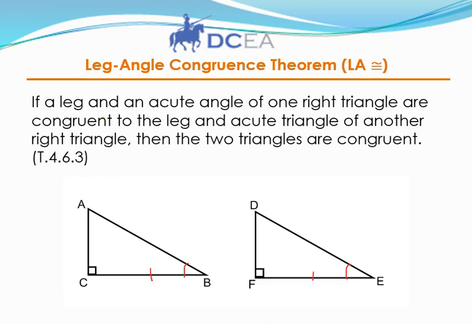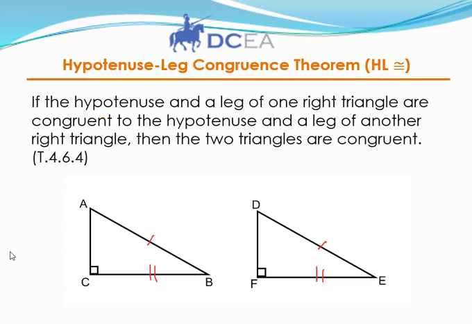Leg angle congruence theorem. This will be one of the legs, either one of the legs, and either one of the acute angles. Now these theorems are all somewhat similar to each other, but just follow what the drawing tells you. And the last one we have is the hypotenuse leg. This is the one that stands alone as right triangle congruence. So it has to be hypotenuse and either leg BC and EF or legs AC and DF.